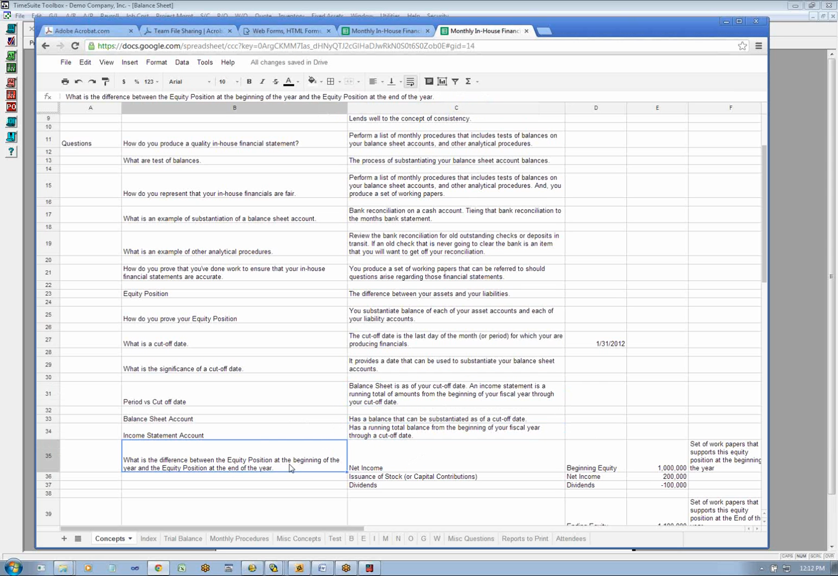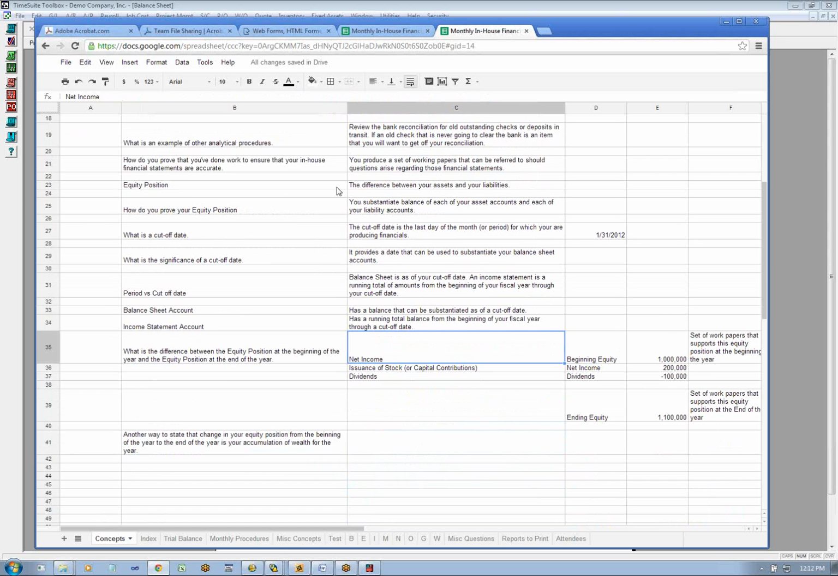So the difference between your equity position at the beginning of the year and the equity position at the end of the year is your net income. Some of these concepts are fairly elementary. We're just laying some groundwork, and I'll get into some concepts that I think will be very useful even if you've done your monthly financial statements for a long time. So just bear with me on the concepts that are elementary if you're very familiar with them.